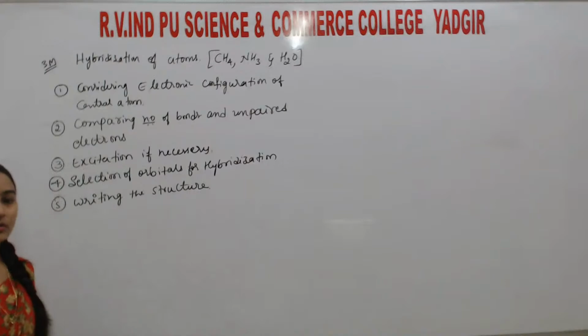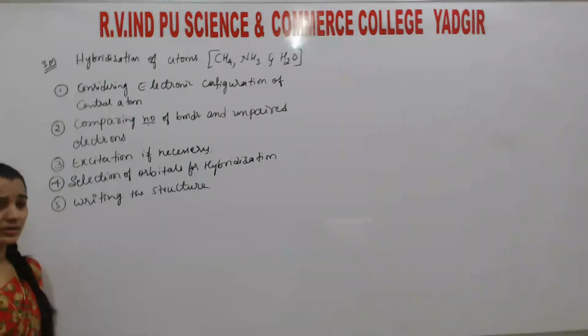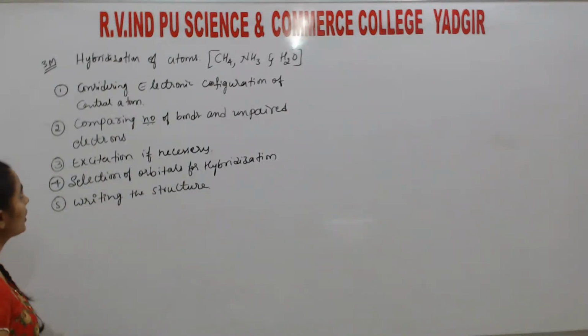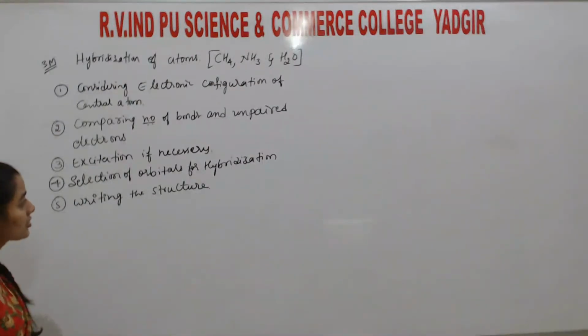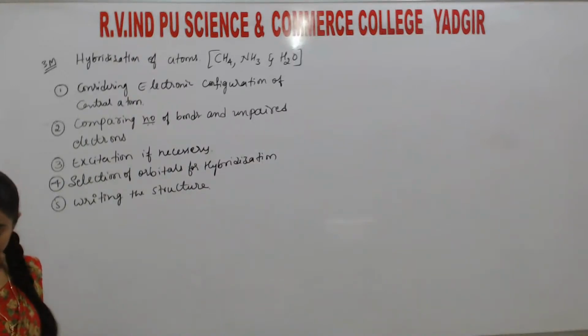Okay, students, so these are the 5 points. Of course, this is not given in the NCERT book and everything. Just remember, this is simply a process step. So first one, considering the electronic configuration of the central atom, compare the number of bonds and the number of unpaired electrons. Next, excitation if necessary. Okay, next, selection of orbitals for hybridization. Next, writing the structure.